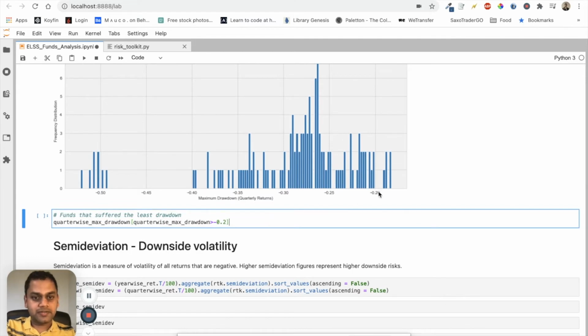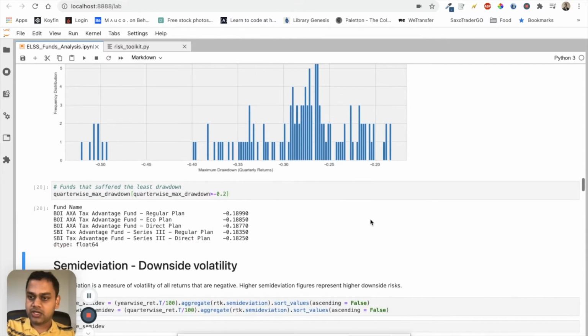Let's look at these funds here. These funds are the ones that witnessed the least drawdown. Let's look at which ones they are. You can see BOI AXA Tax Advantage Fund has come up. This is again one of the funds which we saw had a higher Sharpe ratio earlier. Interesting fund. If you think about it, the market reduced in value by about 35-40% in March of last year, and to think that this fund registered only about 19% drawdown is a good deal better than the market.